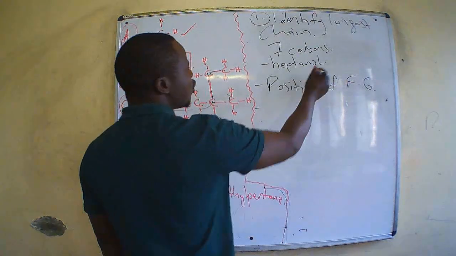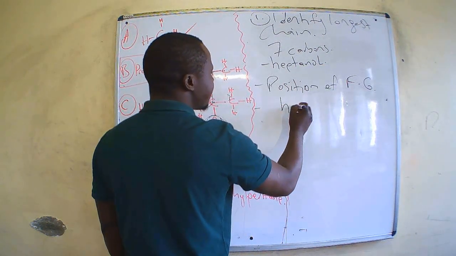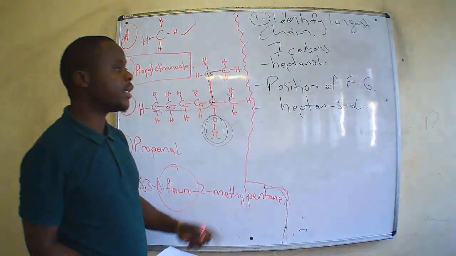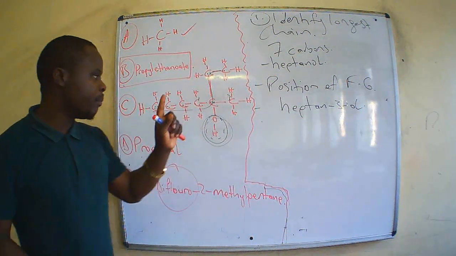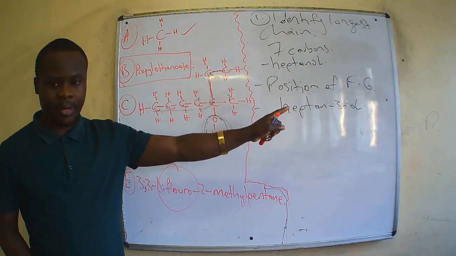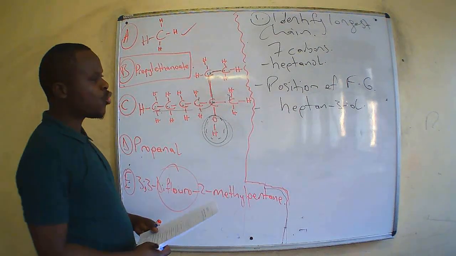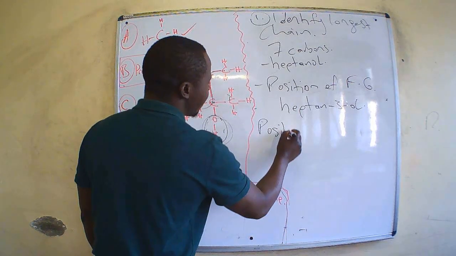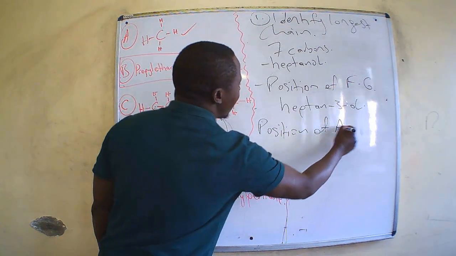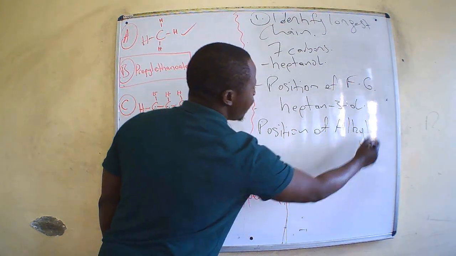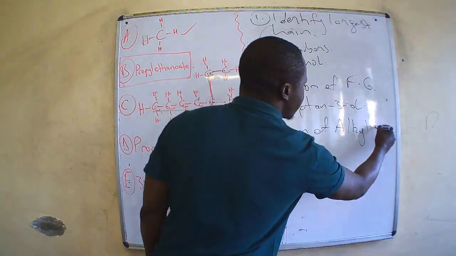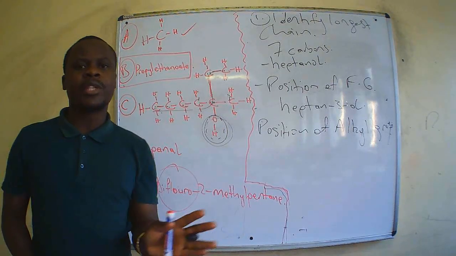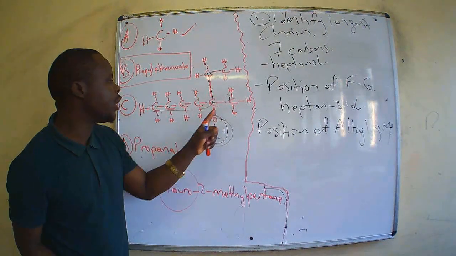So therefore, it's no longer just heptanol. It is going to be heptan-3-ol. So this is heptan-3-ol. The position of the functional group has been given. The last step now is to understand the position of the alkyl group. What is the position of the alkyl group? It is the position of the branch.